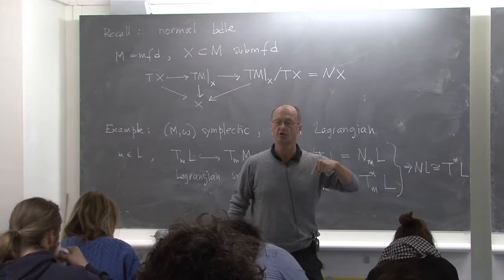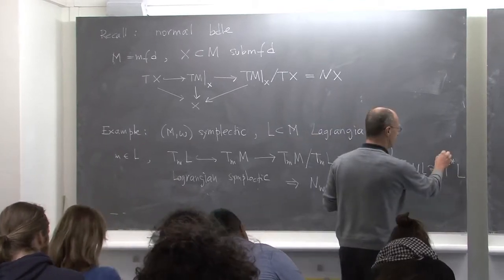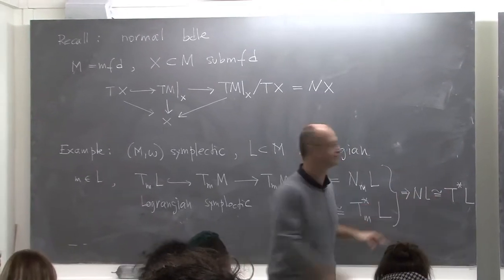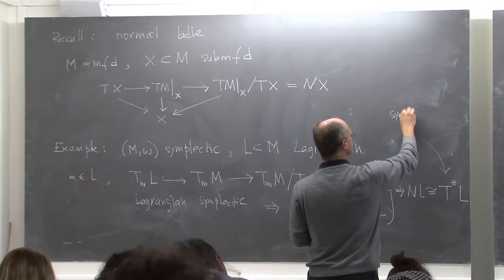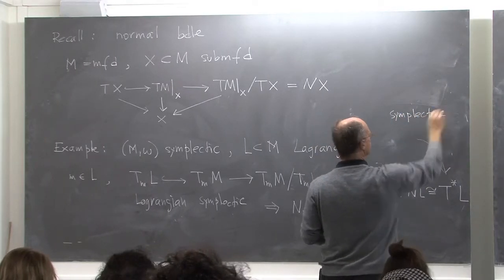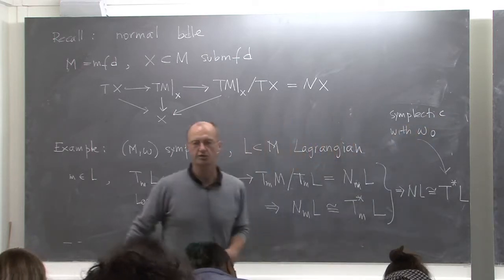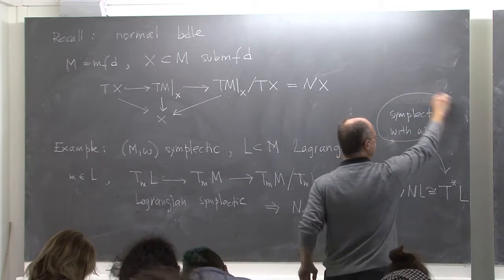So let me recall from, when was it, two lectures back. So this is actually by itself a symplectic manifold, right? So this guy is symplectic, with this symplectic structure omega naught. So there is some canonical symplectic structure.